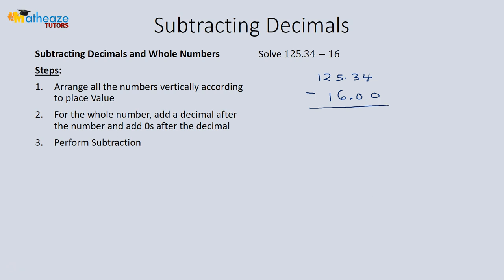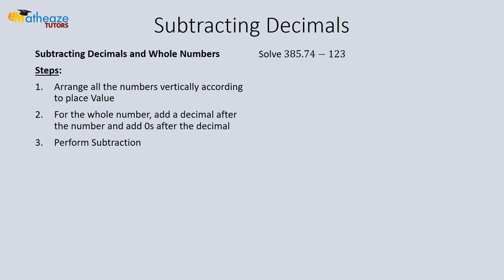So now we subtract. 4 minus 0 is 4. 3 minus 0 is 3. Now 5 minus 6 is not doable, so we come over here, it's going to be 1, and we bring the 1 over here. So 15 minus 6 is 9. Don't forget the decimal point here. 1 minus 1 is 0. And then we can put a 0 here. 1 minus 0 is 1.